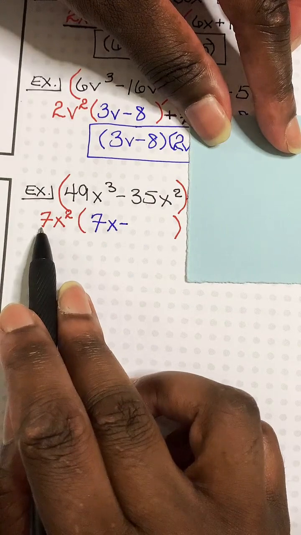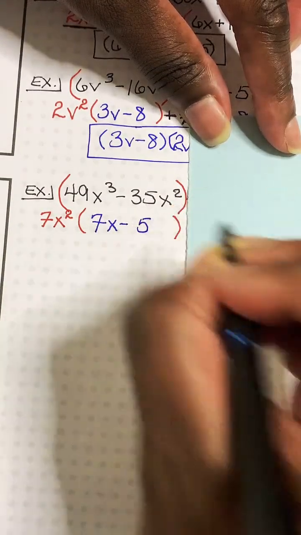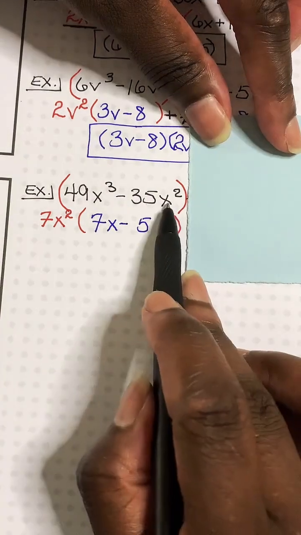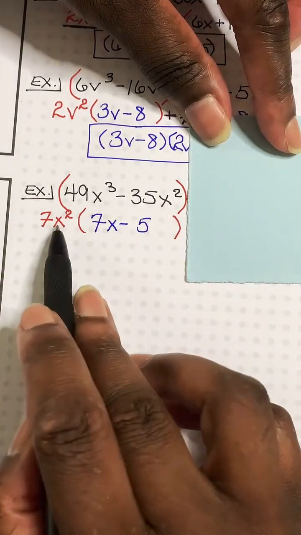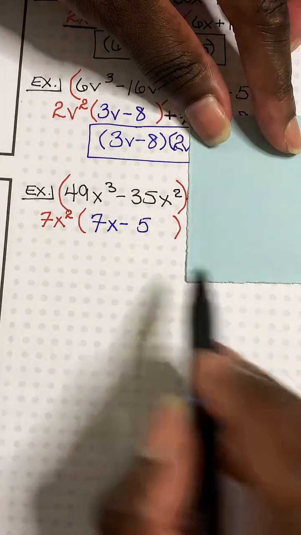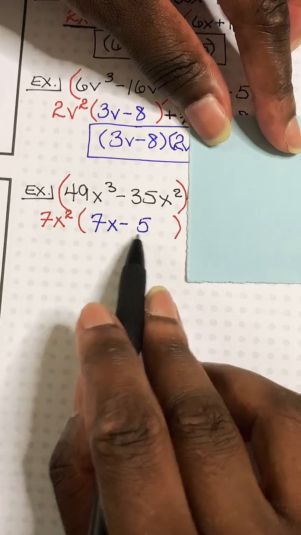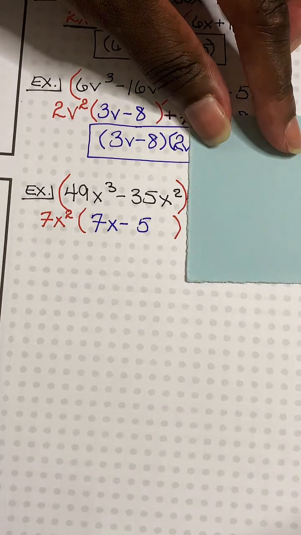35 divided by 7 is 5. And if I have 2 x's here and I take 2 x's away, I don't have any x's left. So what remains is my 7x minus 5. Okay, good.